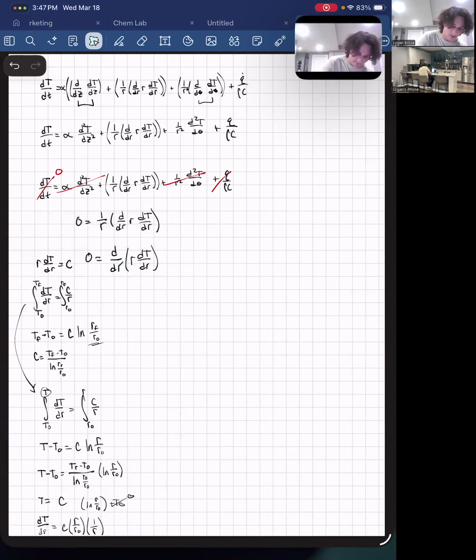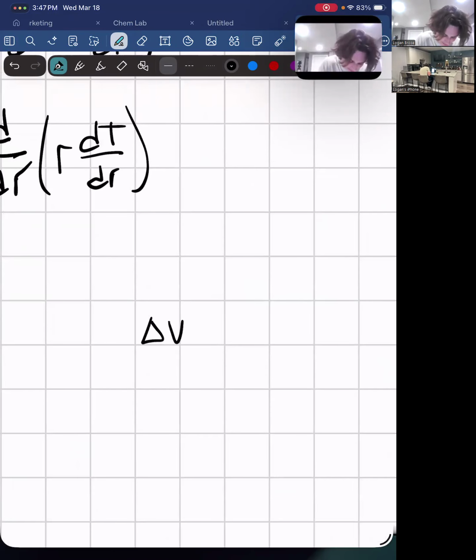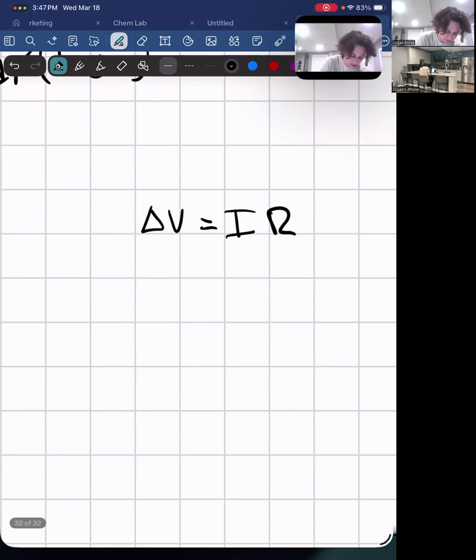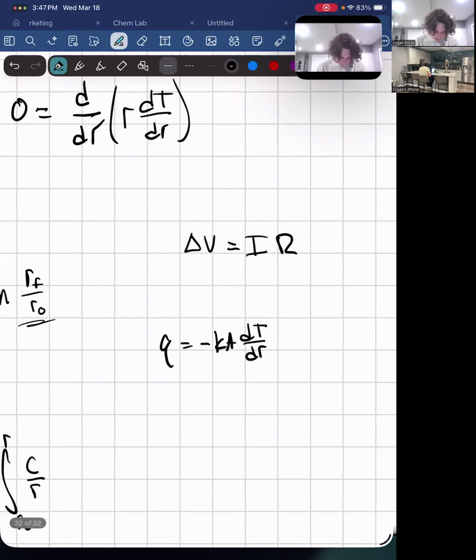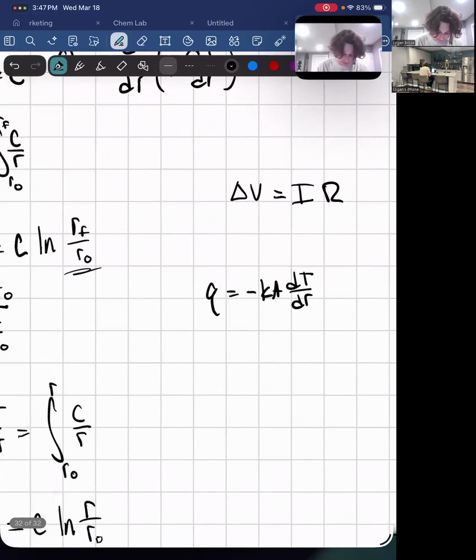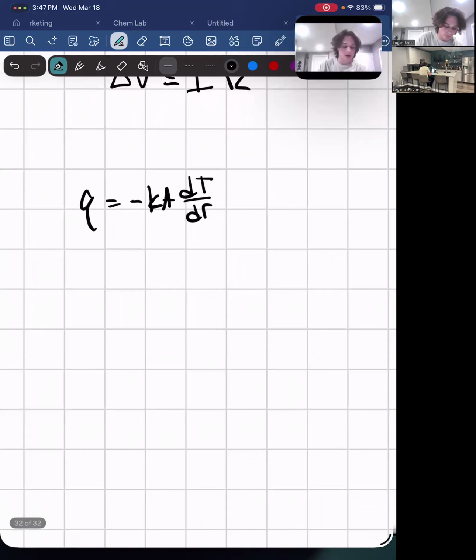So what is Ohm's law? Ohm's law is our change in voltage equals our current times our resistance. Well, how do we relate that? Before, we used Fourier's law, right? We have our Q equals minus K A dT/dR. Great. Let's use Fourier's law again. So what is our area? That's the big question here.